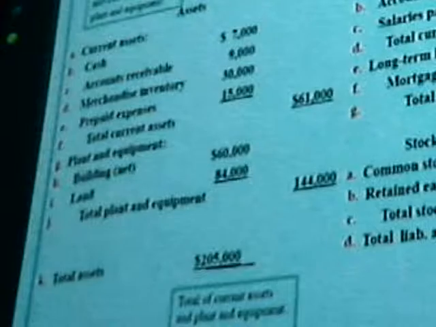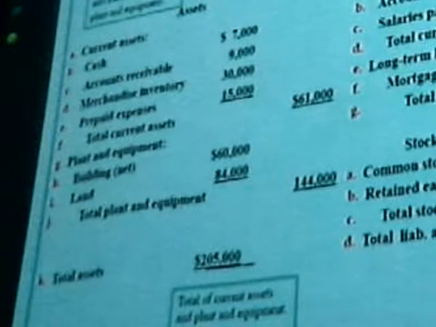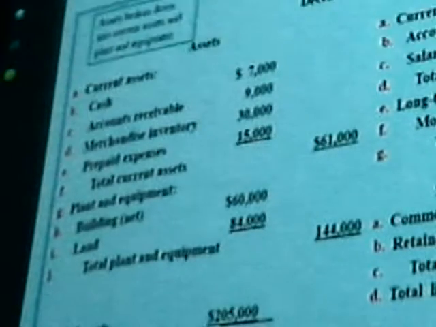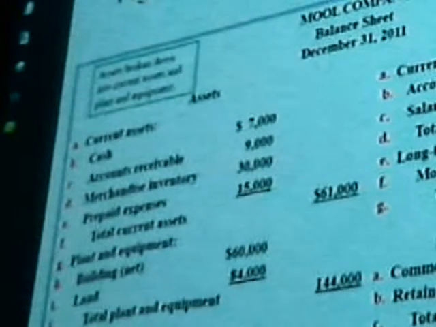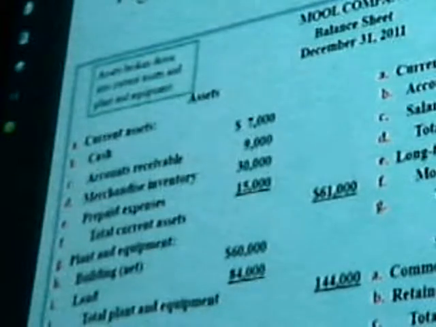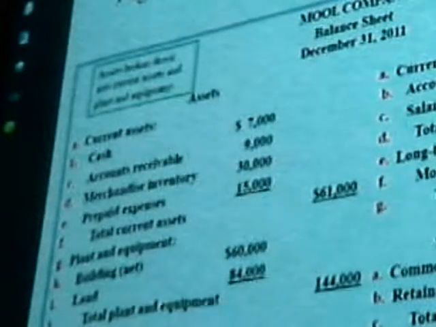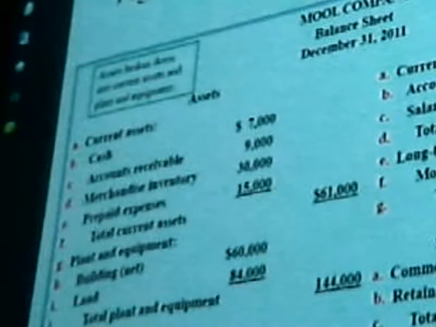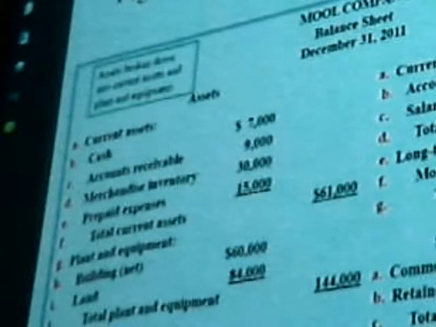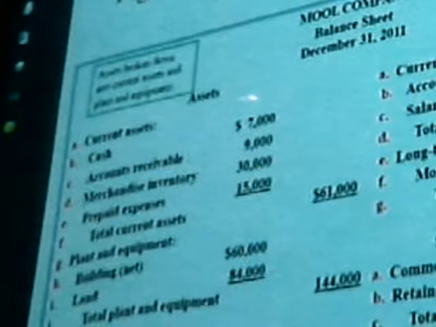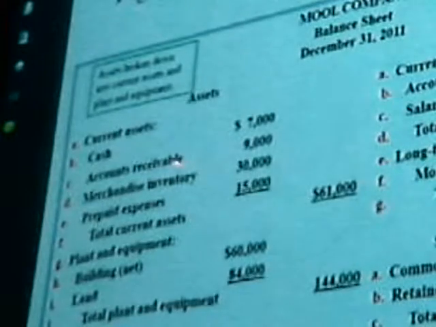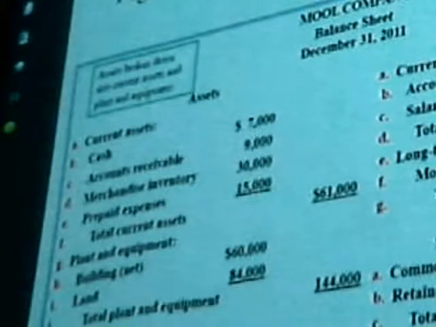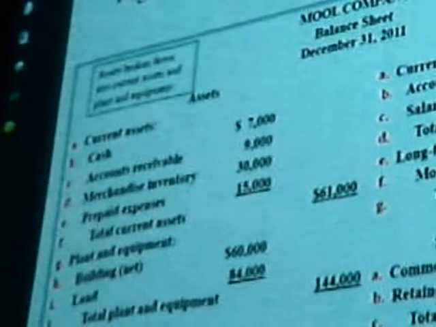What are current assets? It seems like what you have now, because of the name, but that's not what it is. Current assets are those that can be converted into cash, or expected to be converted to cash, within 1 year's time. Cash is already cash. Accounts receivable, what are those? Customers come to your business, they buy merchandise on credit, and you have an accounts receivable account for them.